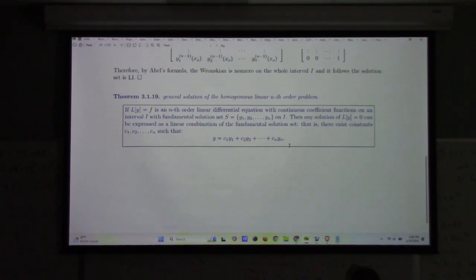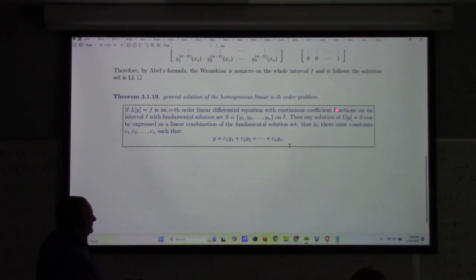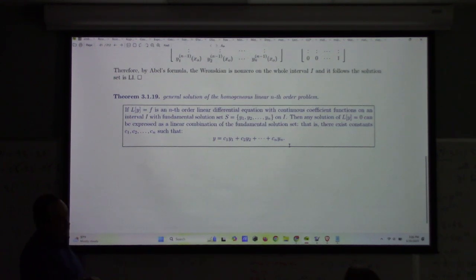And then here's the big theorem. If we have an nth order linear differential equation with continuous coefficient functions on interval I with fundamental solution set S, any solution of Ly equals 0 can be expressed as a linear combination of the fundamental solution set. That is, there exist constants C1 through Cn such that I can write the solution in this form. Now, I'm not saying that the fundamental solution set is unique. By no means. What I'm saying is that if we have a fundamental solution set and we take a linear combination of it, that describes the general possible solution to that homogeneous problem.